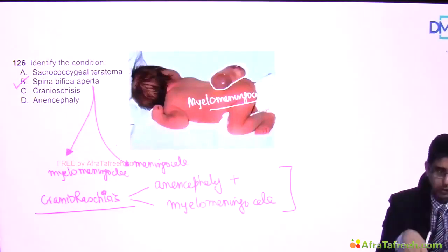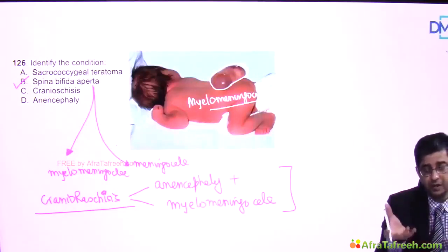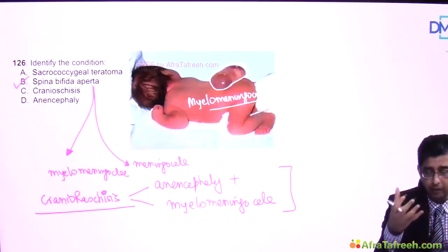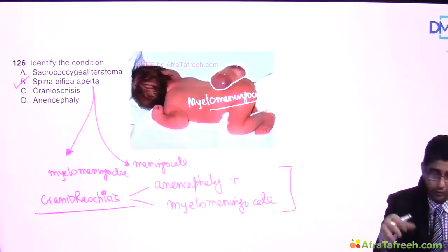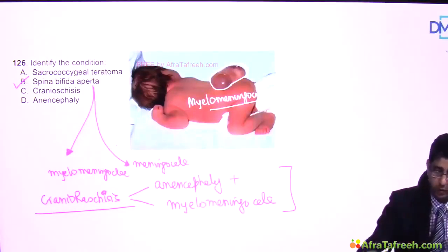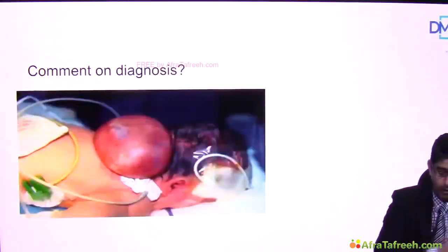A choice of the MCQ, sacrococcygeal teratoma, will present with a solid mass and will originate much lower. So this is a cystic swelling at the back at the lumbosacral spine, so that's why the answer is myelomeningocele.